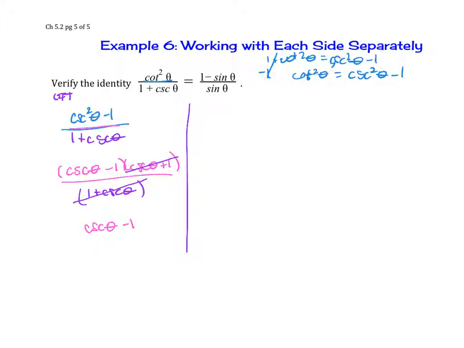Now at this point, I'm going to go ahead and start on the right side and see what I can do with this one. So we have 1 minus sine of theta over sine of theta. What we can do is split this up: 1 over sine of theta minus sine of theta over sine of theta. And I can simplify that. 1 over sine of theta is cosecant of theta, and sine of theta over sine of theta is 1.